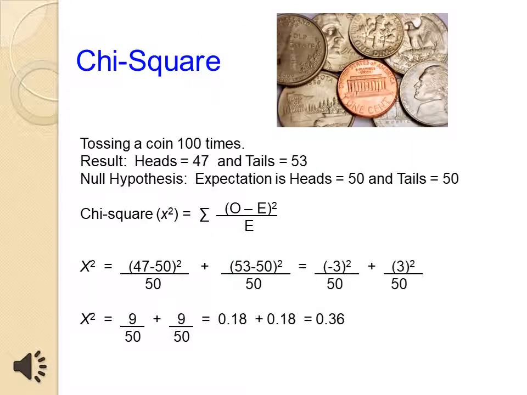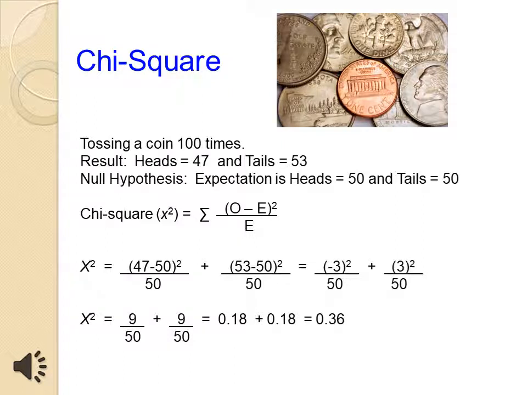Let's use a simple example. In tossing a coin 100 times, you get 47 heads and 53 tails. Of course, the null hypothesis and the expectation would be that there would be no difference, and you would get 50 heads and 50 tails. Heads and tails are nominal variables, and we just want to see if the frequency of heads versus tails is equal. The formula for chi-square is to do a summation of the squared difference between the observed and expected outcomes divided by the expected outcome.